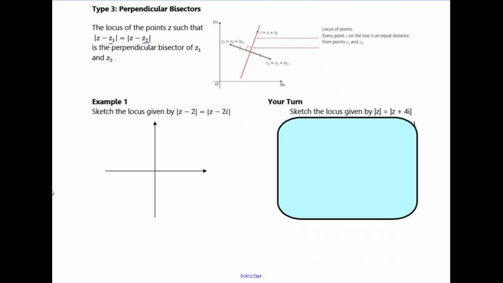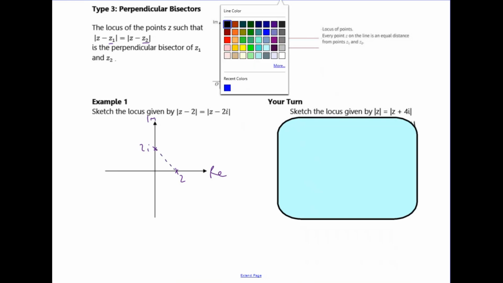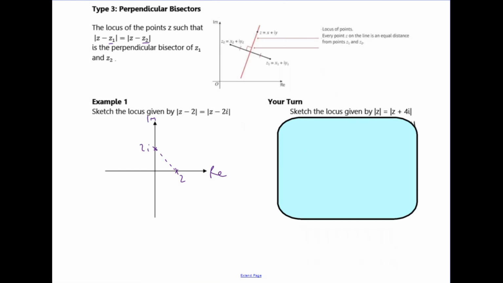This first example is in the form that we need it to be in. That's minus after both of those sets. So this is the perpendicular bisector between the point 2 on the real axis and the point 2i on the imaginary axis. Draw a dotted line between them. The perpendicular bisector goes through the midpoint of those two there. It's just a sketch, so this one should have a gradient of 1 because they're symmetrical. Have a go at the next one, and then I'll do the answer in a sec.